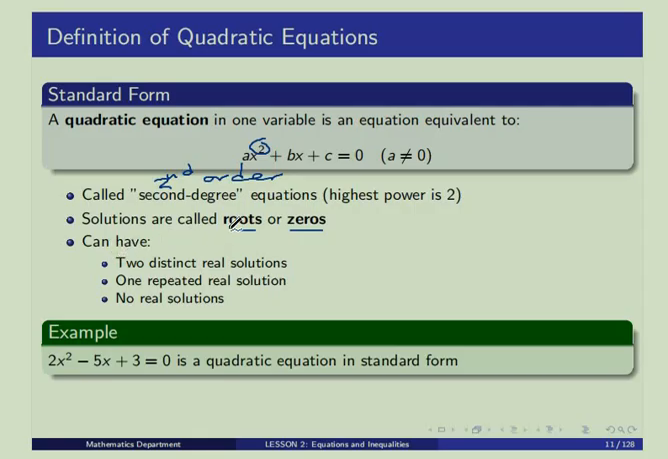So we can have different types of solutions. Since the power is 2, we can have 2 distinct real roots. We can also have one repeated real root, or we can have no real root, meaning the roots will be complex but not real. A good example of a standard quadratic equation form is 2x squared minus 5x plus 3 equals 0.